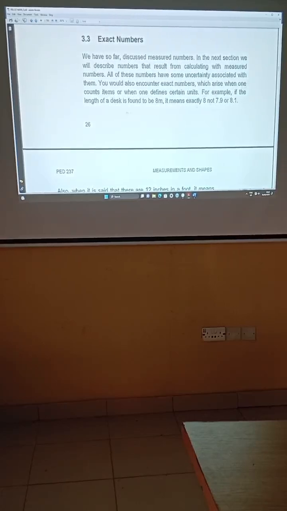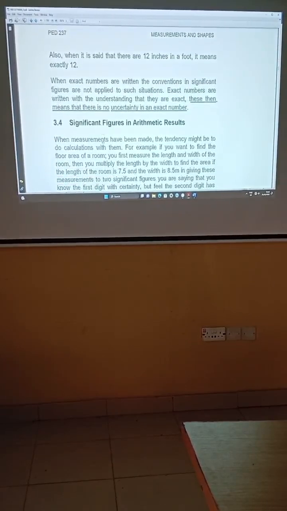For example, the length of a desk is found to be 8 meters. It means exactly 8, not 7.9 or 8.1, because 7.9 is approximately 8, 8.1 is also approximately 8. But we are dealing with the exact number, which is 8. Right? And also, when it is said that there are 12 inches in a foot, it means exactly 12. No approximated values. Right?